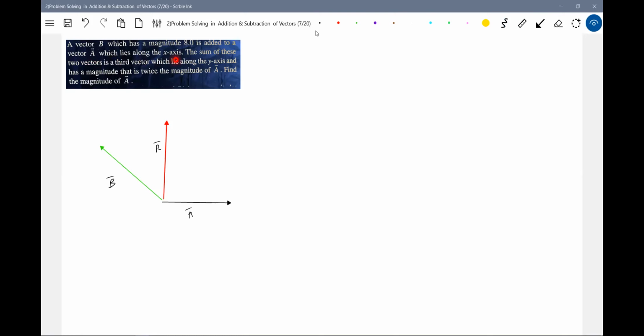A bar is along the x-axis. Magnitude A is added to this one. Then the sum of these two vectors is a third vector which will lie along the y-axis. This will become the y-axis, vertical. So what is the angle between R bar and this one? First, the angle between the vectors is theta. This is alpha, which is 90. And R is equal to 2 times A. I think we have enough information to solve.